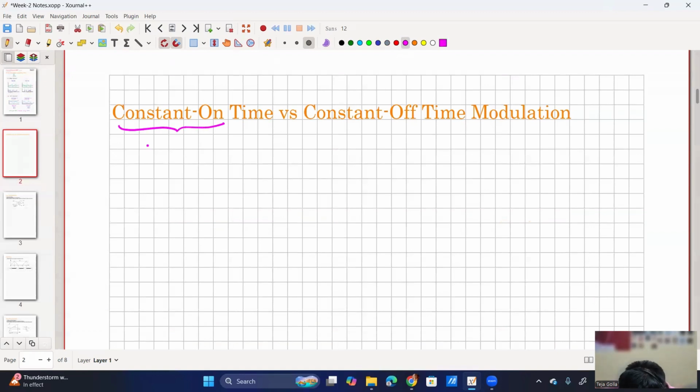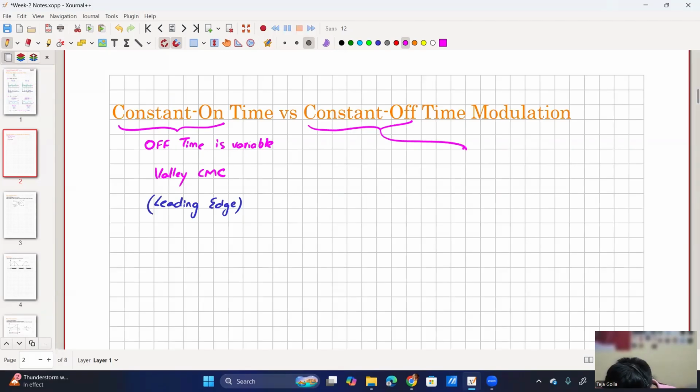So constant on time, off time is variable, and constant on time is also called valley current mode control. So by now you know what valley current mode control is. Leading edge. And then constant off time, where on time is variable, and then peak current mode control. And this will be trailing edge.